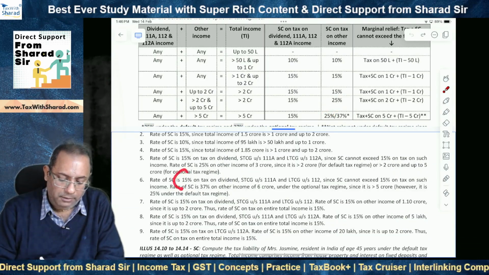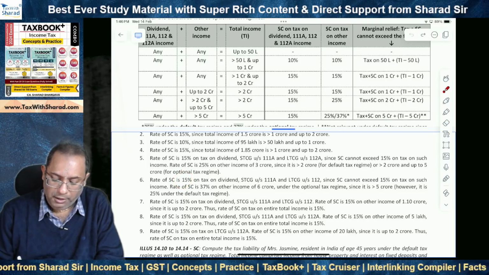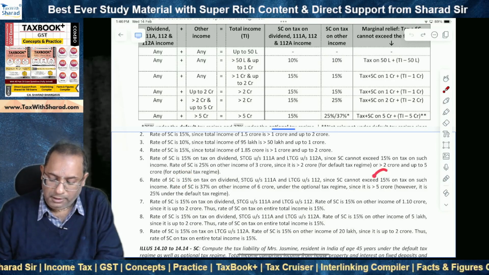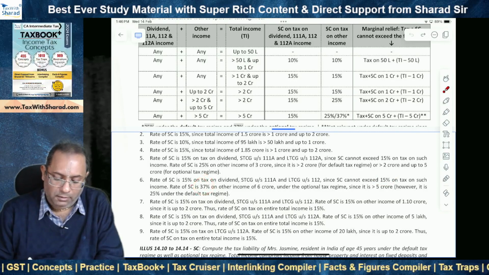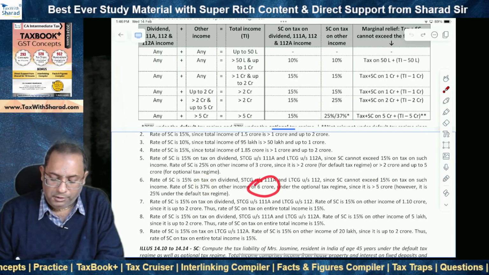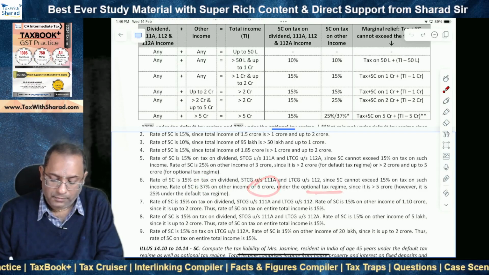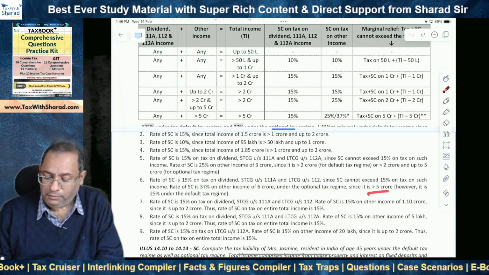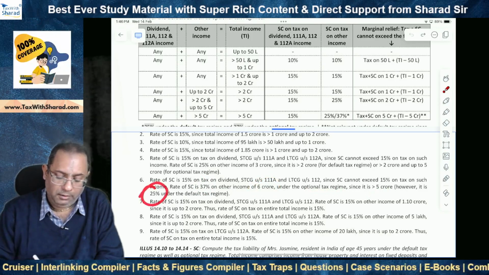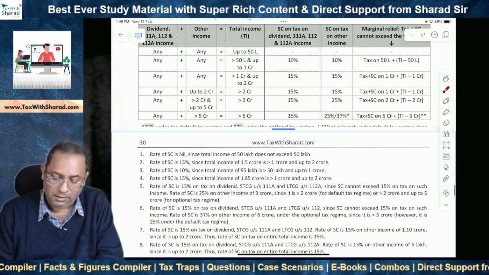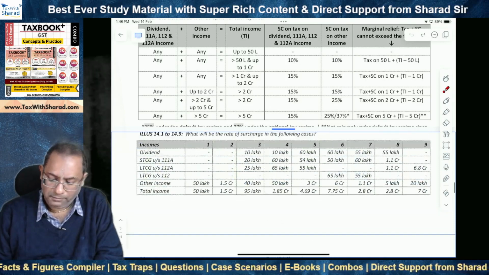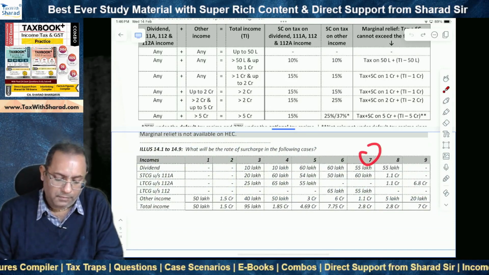So rate of surcharge will be 15% on tax on special income since surcharge cannot exceed 15%, and the rate of surcharge will be 37% on the other income of 6 crore under the optional tax regime, since it is more than 5 crore. However, it will be 25% under the default tax regime because 25% is the maximum rate of surcharge under the default tax regime.